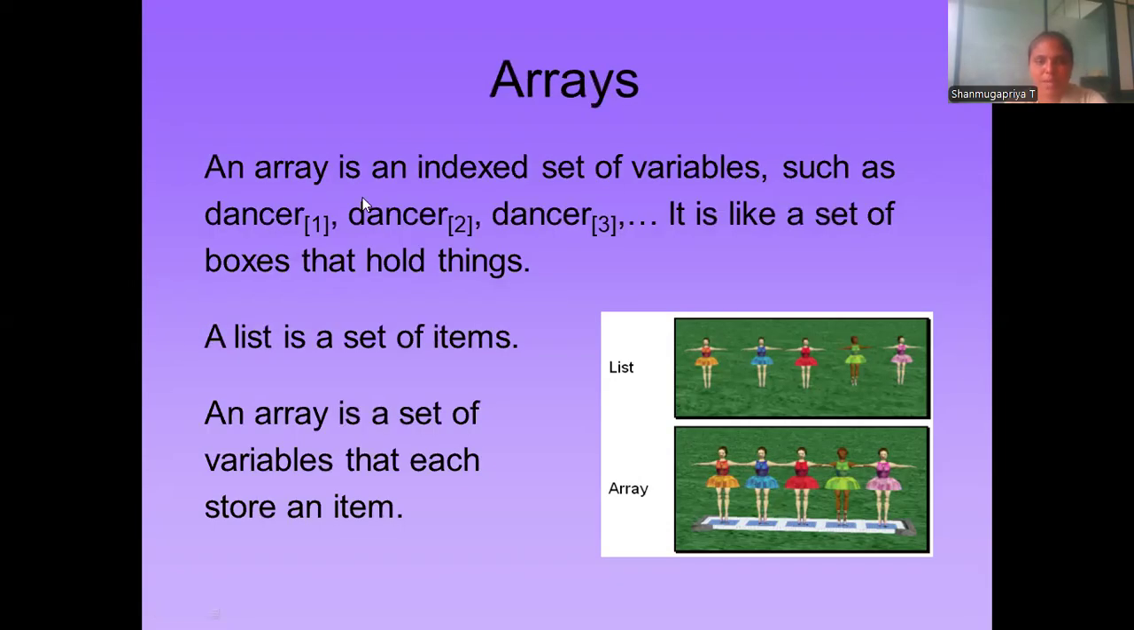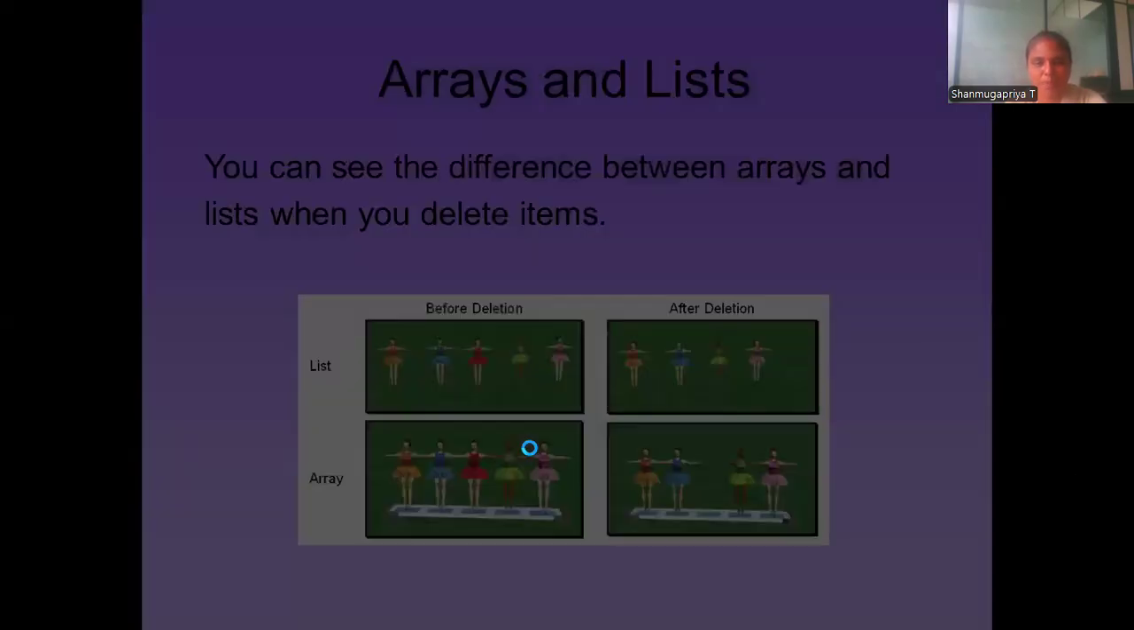In arrays, an array is an indexed set of variables such as danger 1, danger 2, danger 3. Here the name of the array is danger, with indexes 1, 2. It's like a set of boxes holding things. A list is a set of items. An array is a set of variables that each store an item.